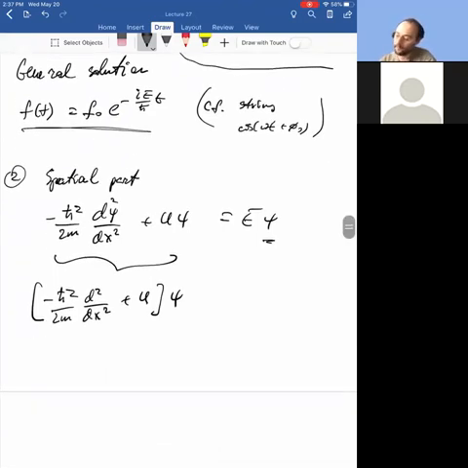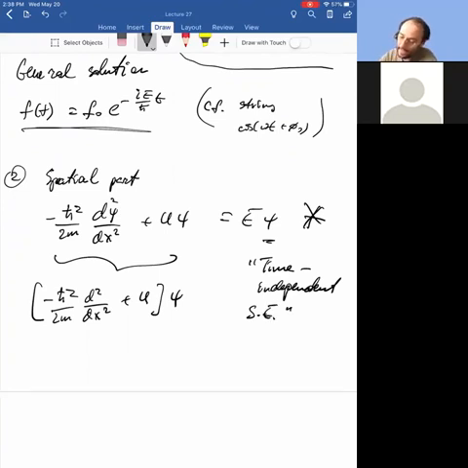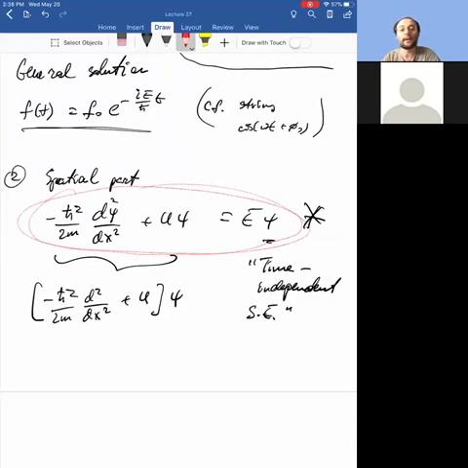And so now, this is called time independent Schrodinger's equation. This is a big deal. This whole thing is called time-independent Schrodinger's equation. It's like Schrodinger's equation, but just for the spatial part of the wave function. Okay, so this time-independent Schrodinger's equation, let's just stare at it.